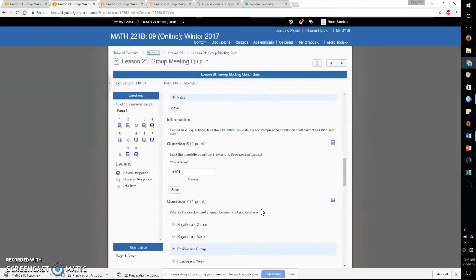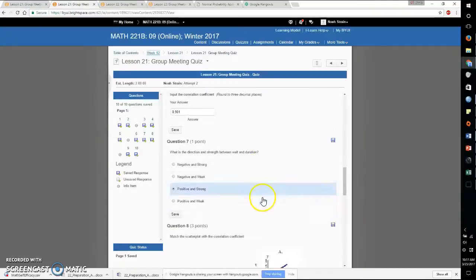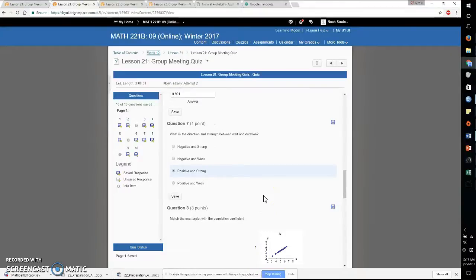For the next two questions, we use the Old Faithful data and run it through SPSS. So input the correlation coefficient. And so it's a positive and strong scatter plot that's almost a straight line with only a couple outliers. So 0.901 as our answer. For question 7, what is the direction and strength between weight and duration?